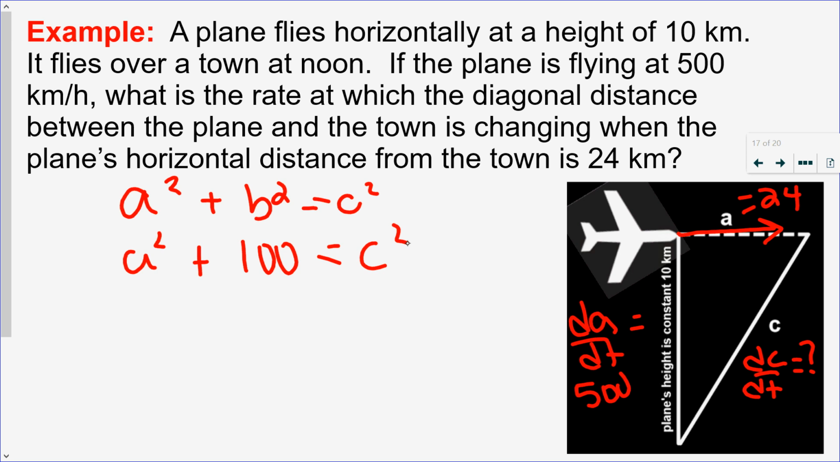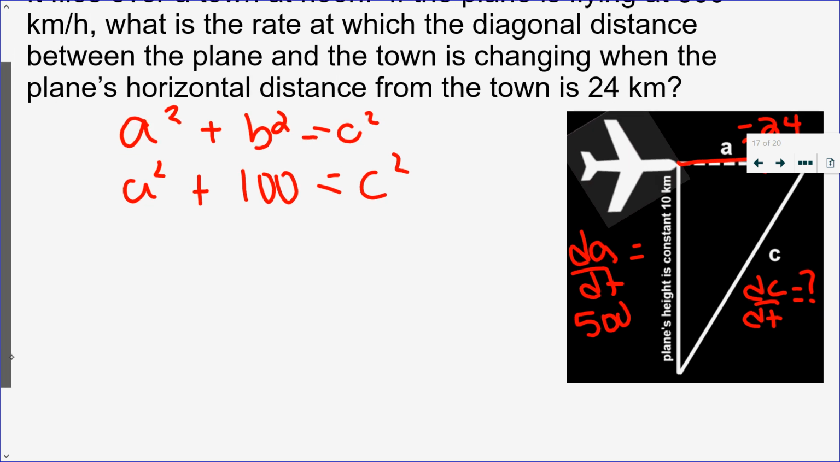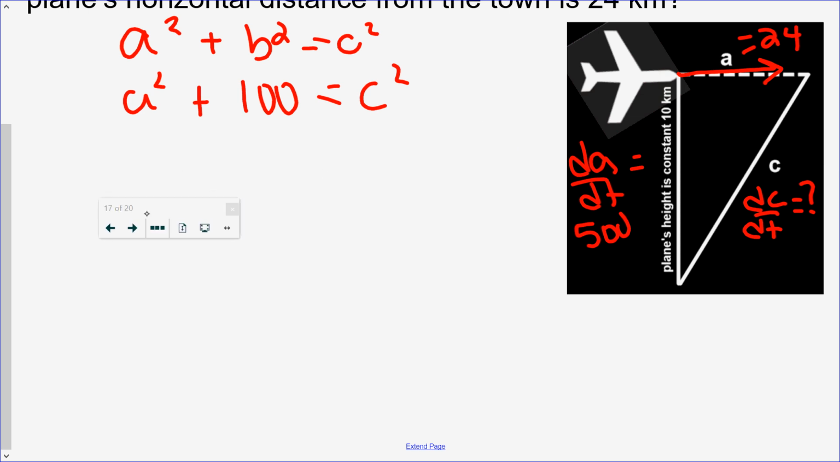So if I was to take the derivative with respect to time right now, I have dA by dt, I have a, I have dC by dt, which I'm trying to solve for, but I don't know what c is equal to. So I need to figure out what c is for this particular triangle when a is 24. So not drawing it to scale. The height is always 10. In this particular triangle, we're looking for when a is equal to 24, and we want to find the side length c. So again, you can use a calculator if you're allowed to use one, or we can just go back to Pythagorean triplets.